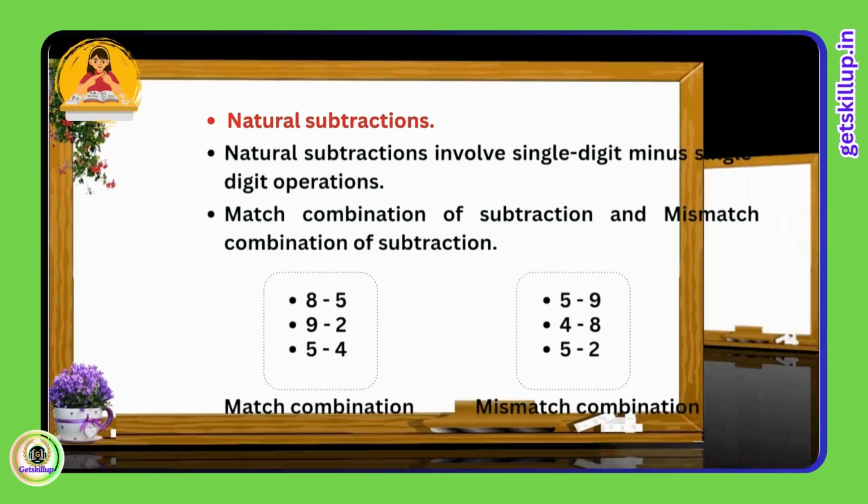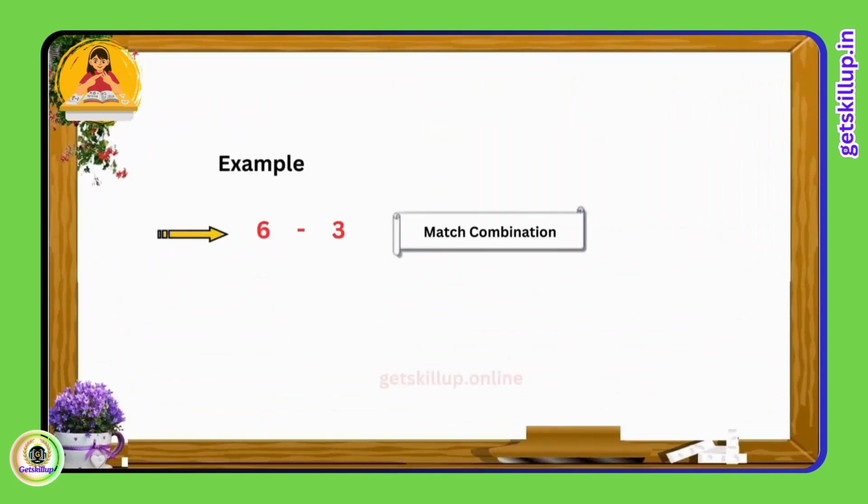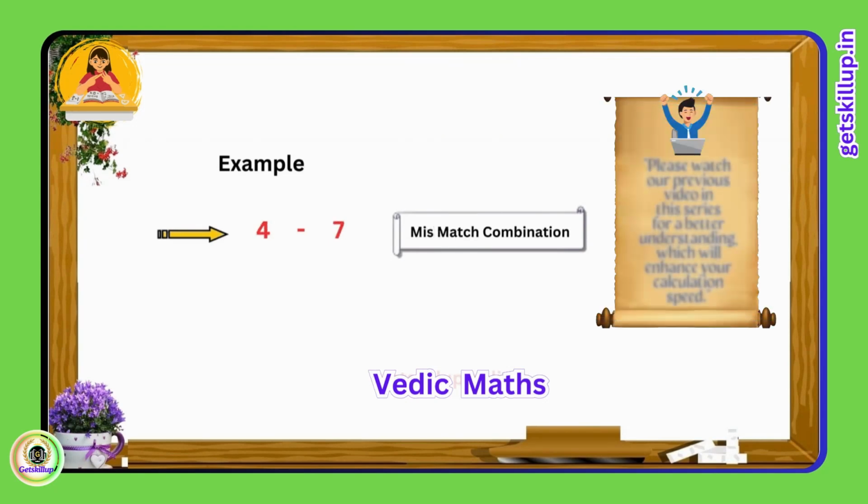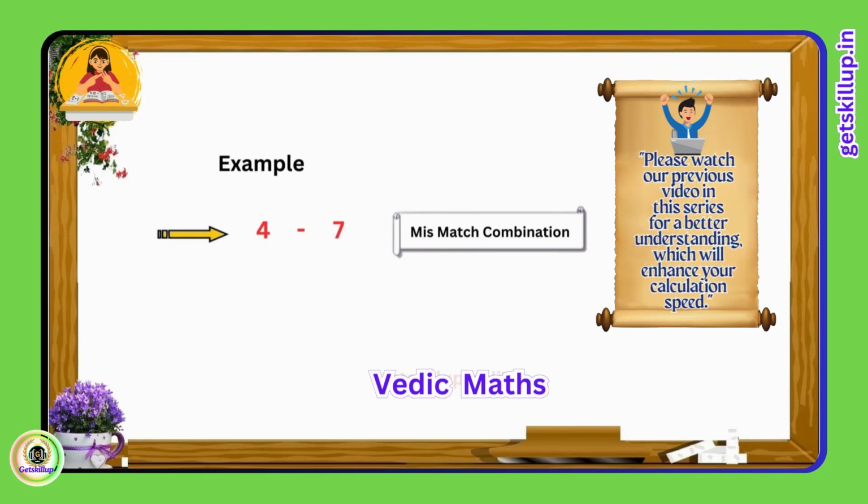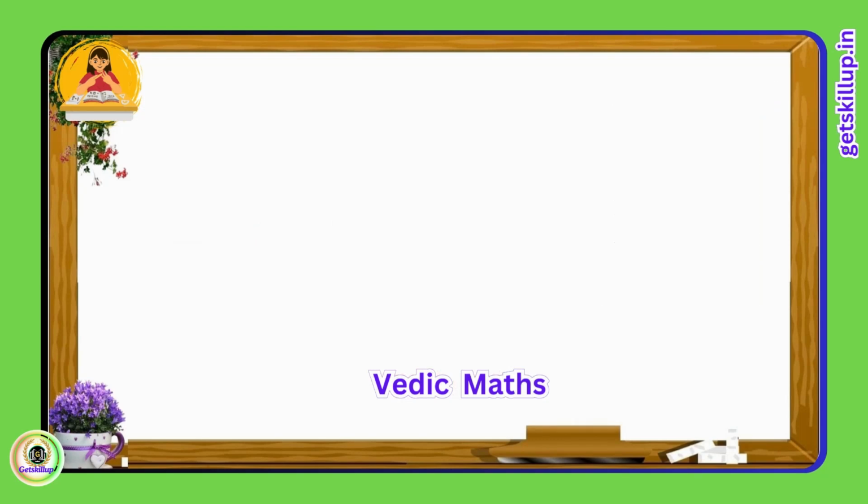a mismatch number. For example, 6 minus 3 is a match combination, where we subtract a smaller number from a larger one. On the other hand, 4 minus 7 is a mismatch combination, where we can't subtract a larger number from a smaller one. Understanding match and mismatch combinations is crucial for efficient subtraction.